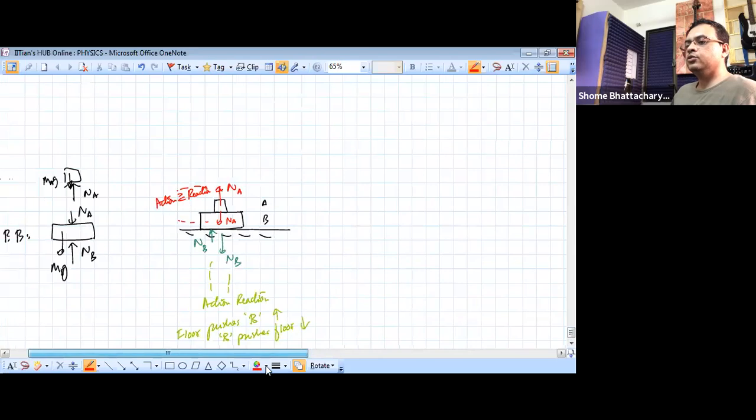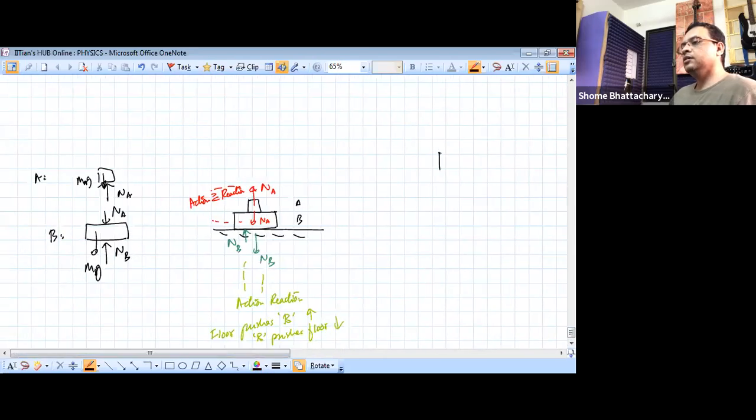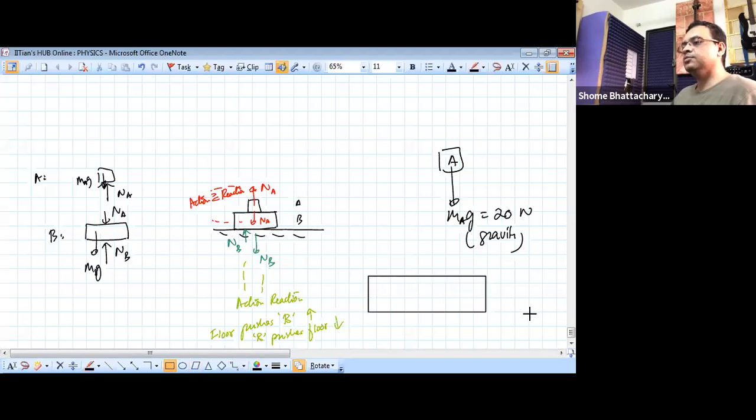So let's understand through this diagram again. See, what is happening? The block A is pulled down by gravity with its weight of 20 newtons. This is the gravitational force on it. As a result, it presses against B, because A is lying on top of B. So it's pressing against B with a normal reaction force. And B is pressing back on A with an upward normal reaction force.